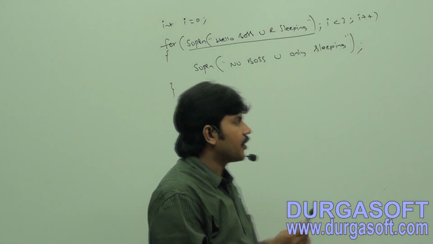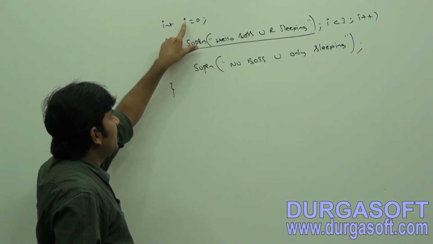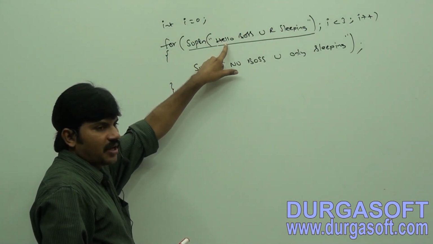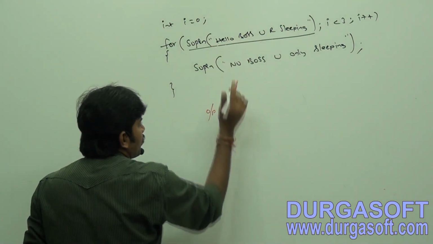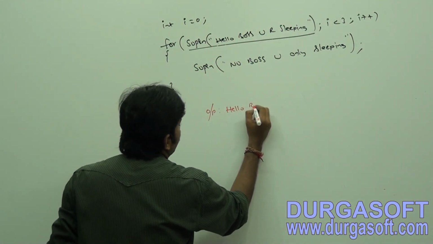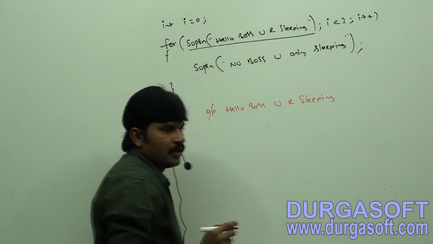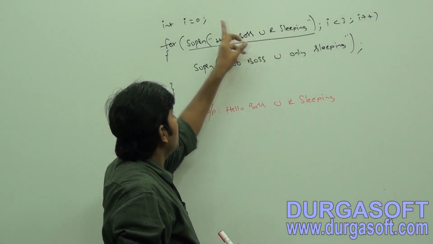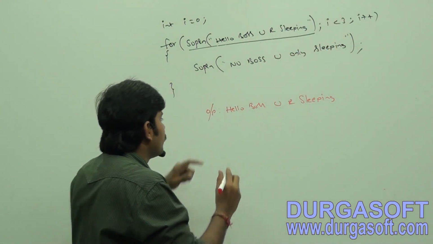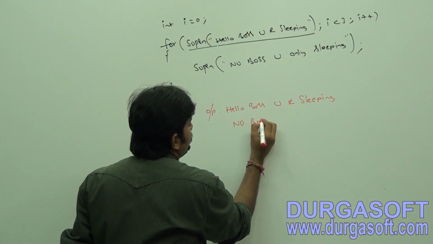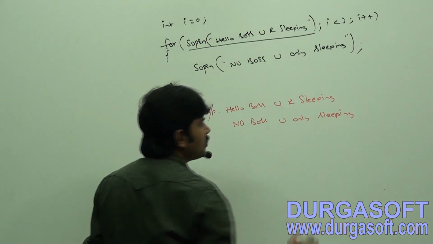How is it going to execute? Now observe, first the initialization section will be executed. It prints "Hello boss, you are sleeping". Now, i less than 3, satisfied or not? 0 less than 3, satisfied. So it prints "No boss, you only sleeping".